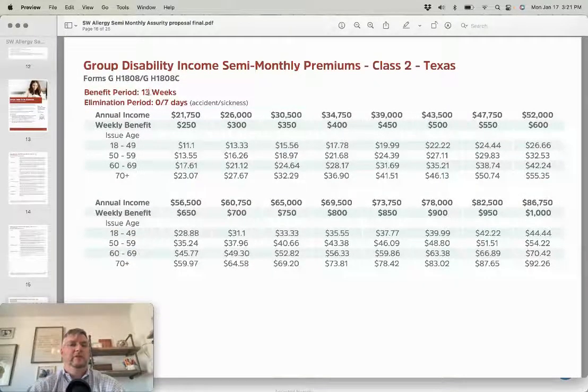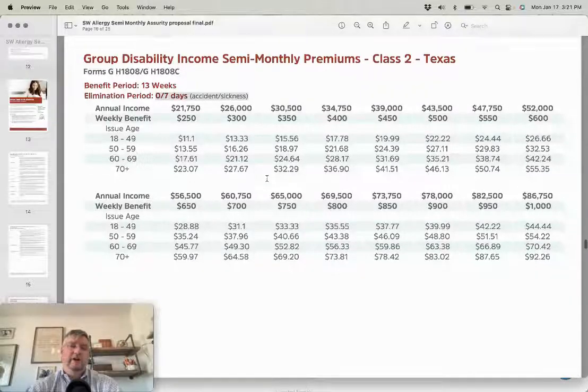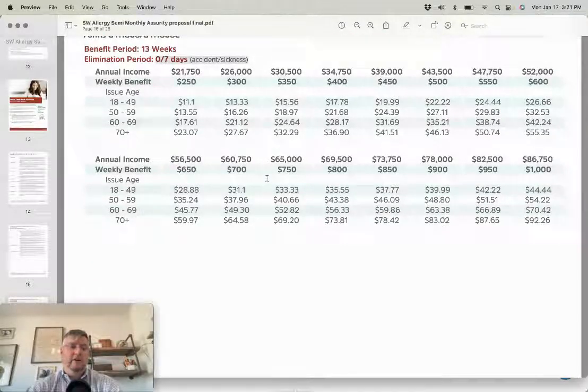This particular version is a 13 week benefit period with a 07 elimination period. This is off the job disability coverage only. Just like other carriers, they do have on the job as well. It's actually not a rider. It is a complete and total policy. So it's not a rider that's added on to an off the job disability policy.